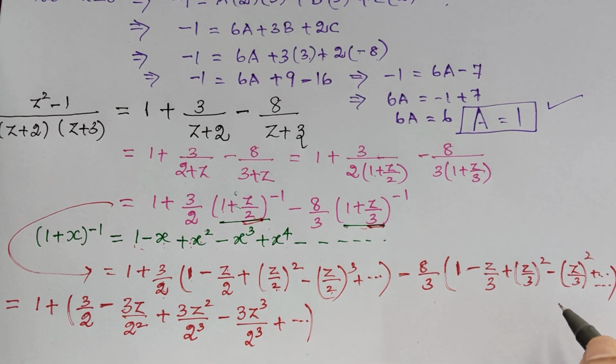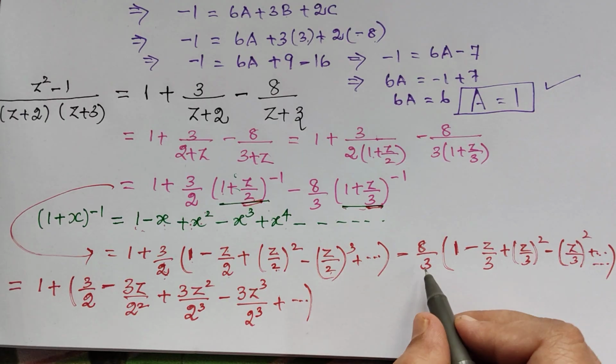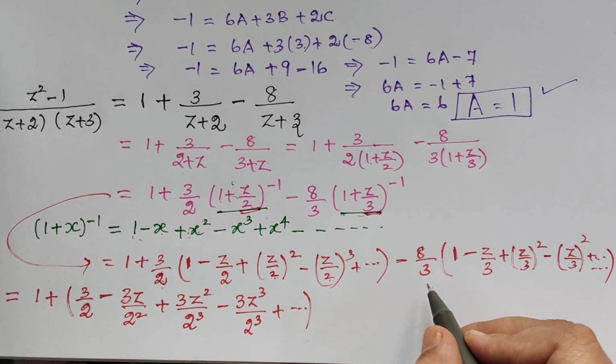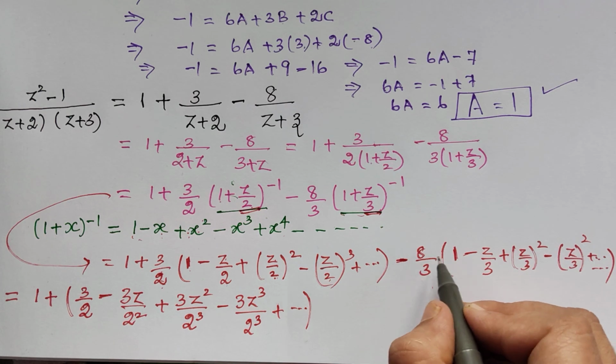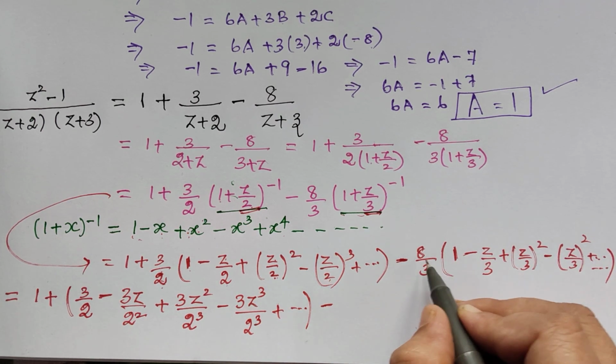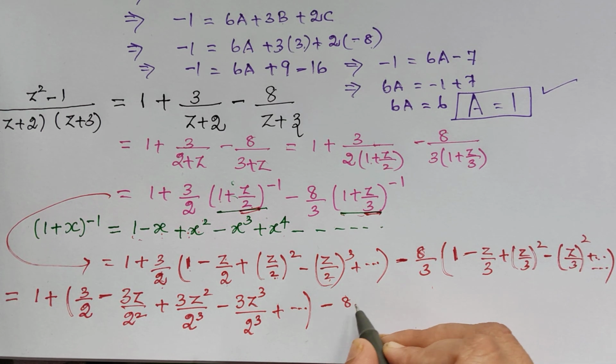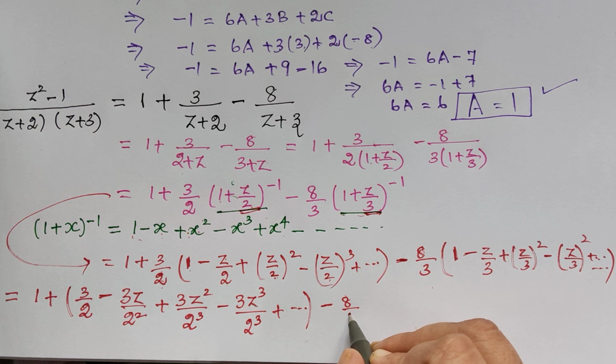Similarly, what about this term? This has to be multiplied by 8 by 3. Since we have a negative sign here, when this is multiplied, minus 8 by 3 into 1 is minus 8 by 3. So when we multiply, we get this.